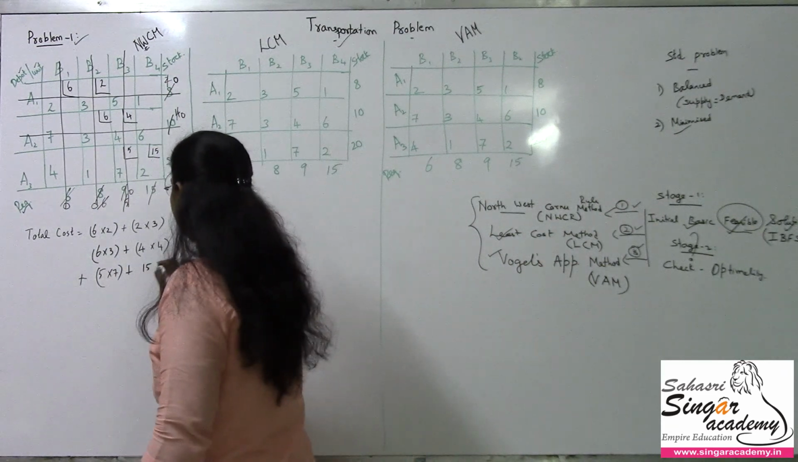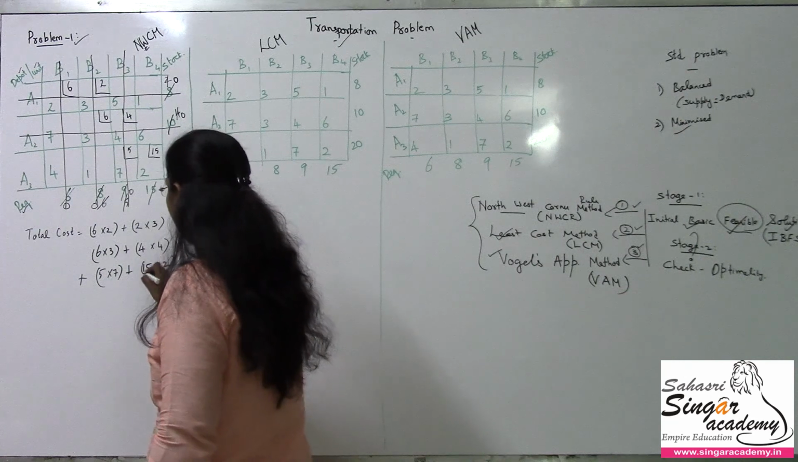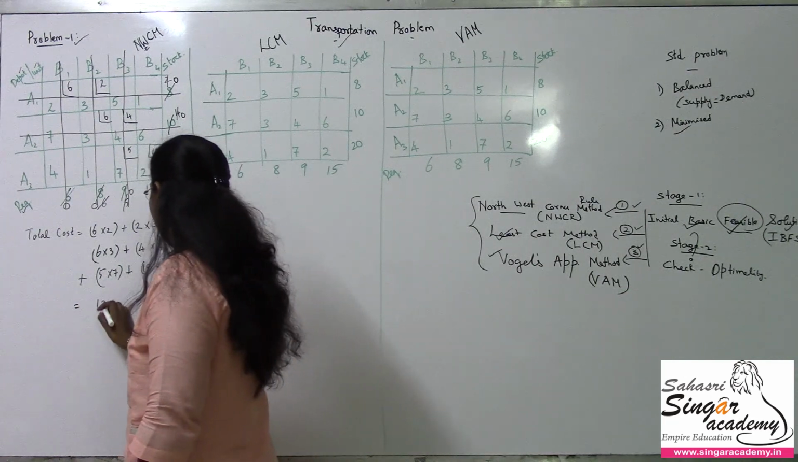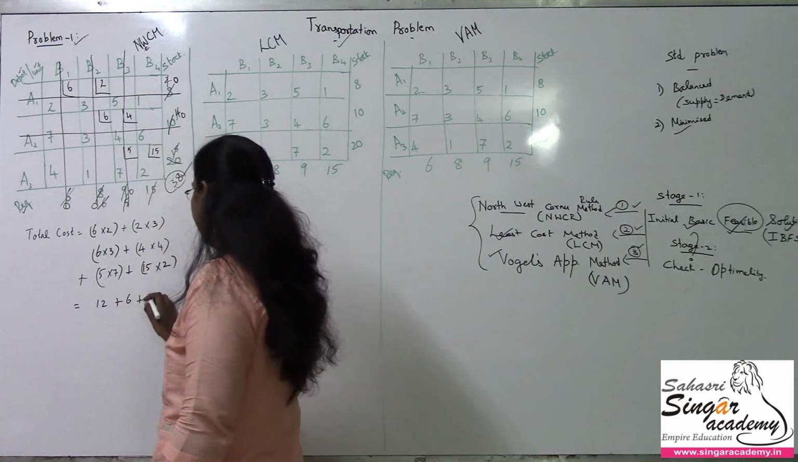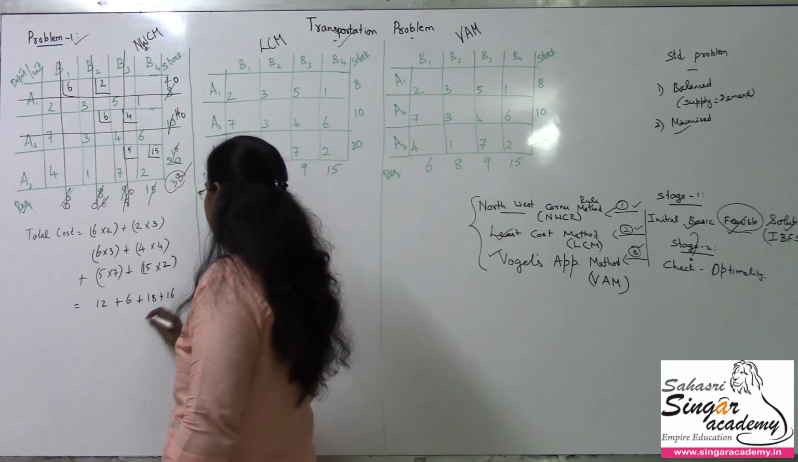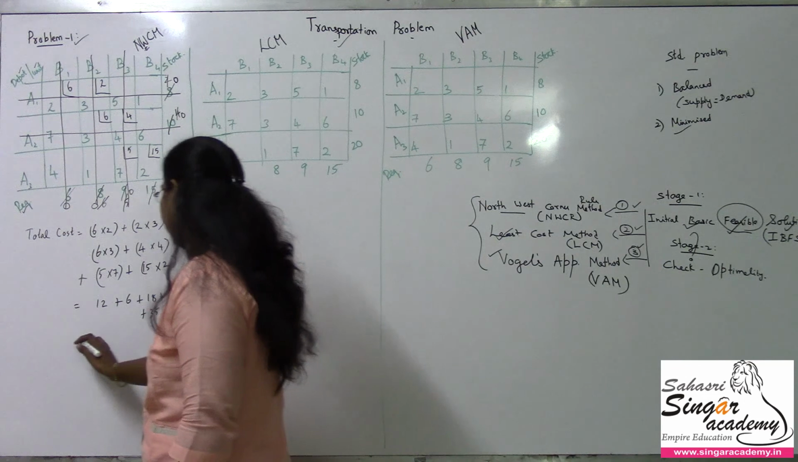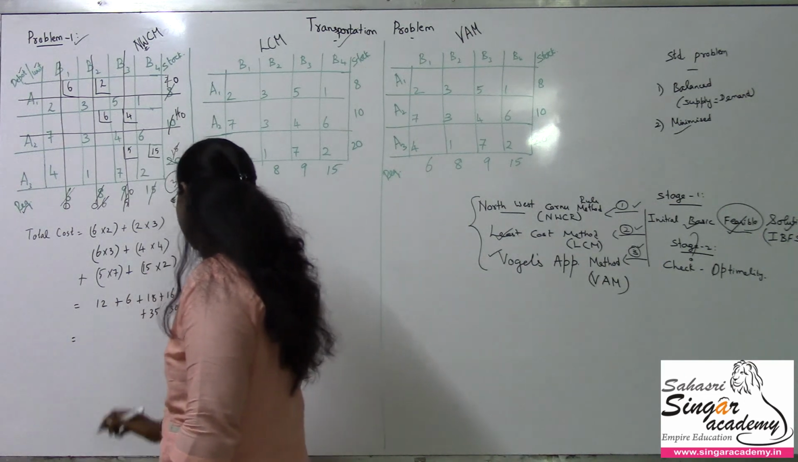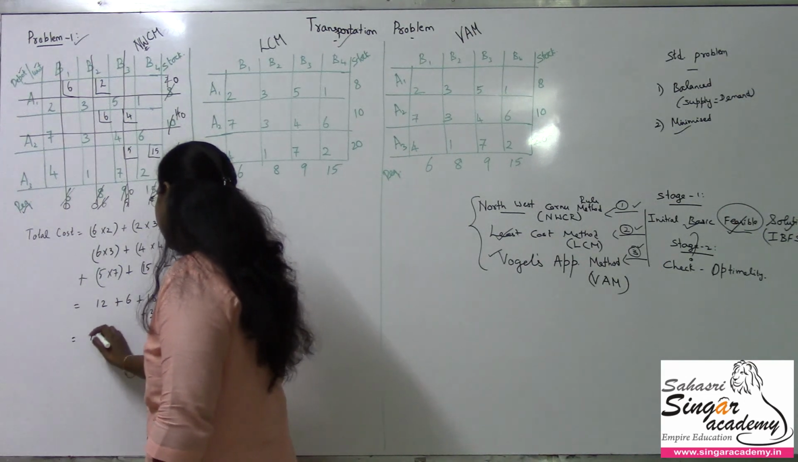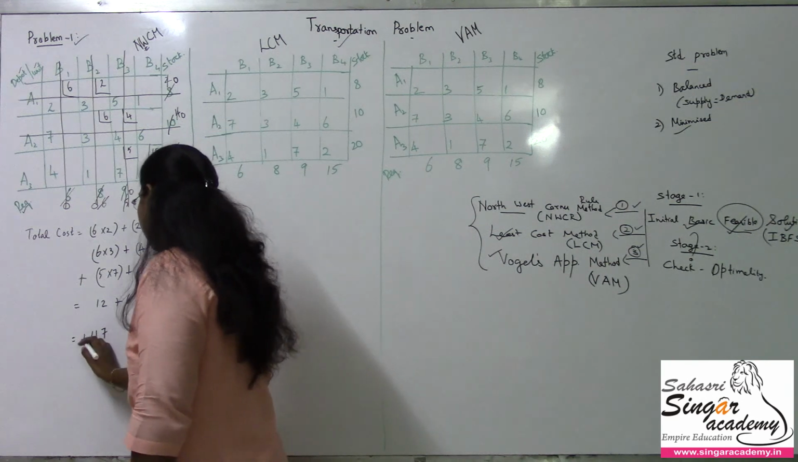So 15 units into 2 rupees. You have to multiply and add everything. So it's 12 plus 6 plus 18 plus 16 plus 35 plus 30. So if you check, this is 18, 18, 36, 117.